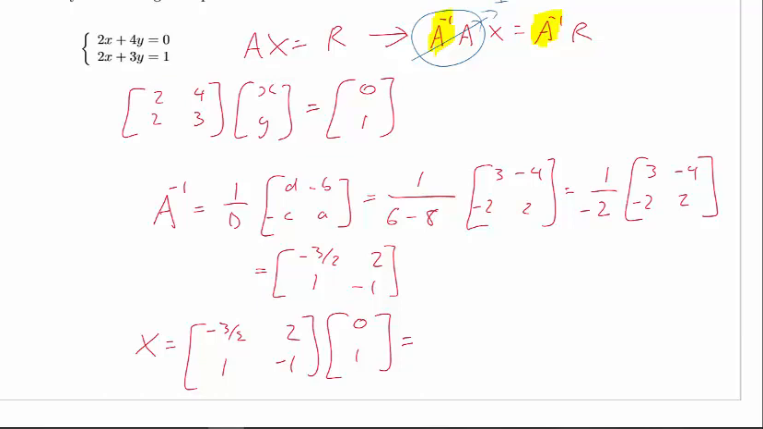Okay, so this should be a nice quick calculation. Don't forget rows to columns, right? Rows to columns. And so negative 3/2 times 0, that's 0. 1 times 2 is 2. And so the next one, negative 1. Okay, that's our answer. So let's go ahead and double check this one.